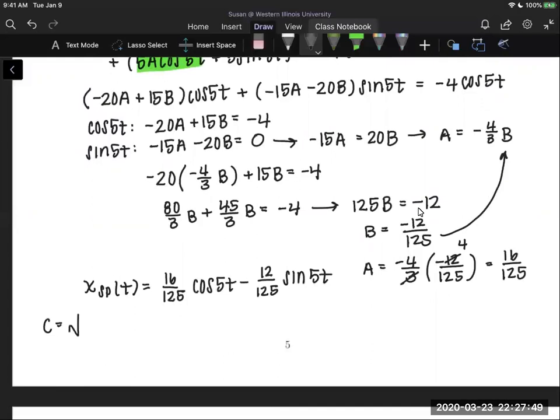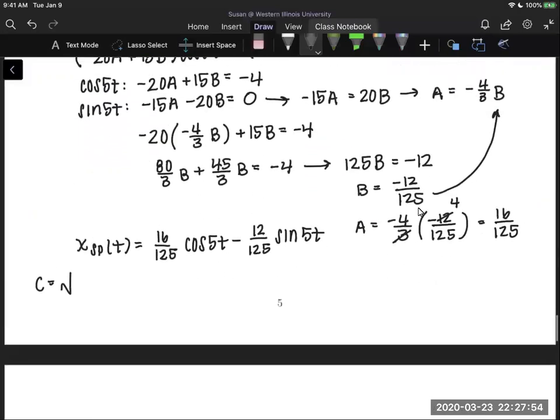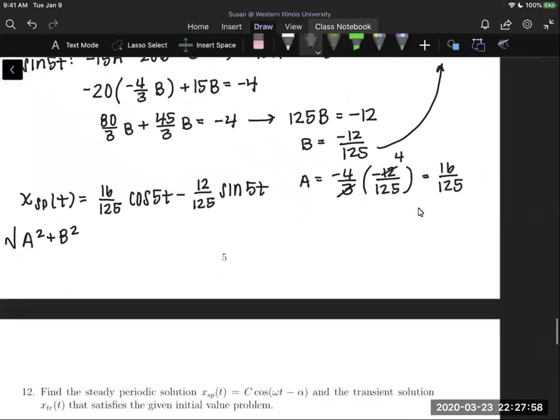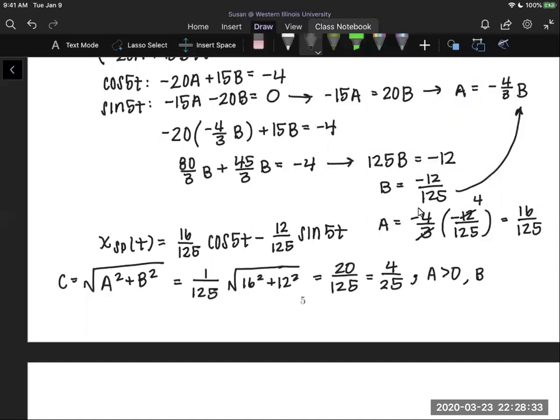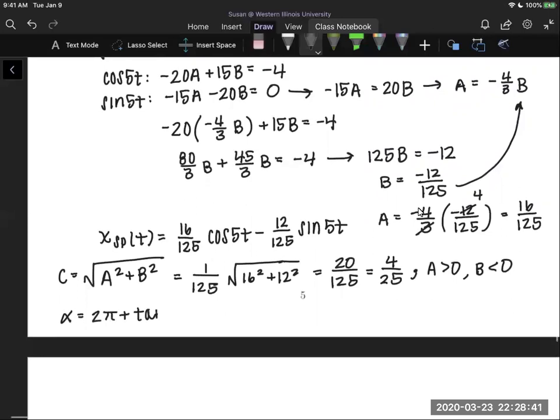So again, c is the square root of a squared plus b squared, which is going to be, I'm going to just pull that 1 over 25 out front, the square root of 16 squared plus 12 squared. All right, and so that comes out to 20 over 125, which reduces to 4 over 25. So there's our amplitude there. And then we'll also note that A is positive and B is negative. So our alpha becomes 2 pi plus tangent inverse of B over A. So I get, what is it, negative 12 over 16 reduces to a negative 3/4.